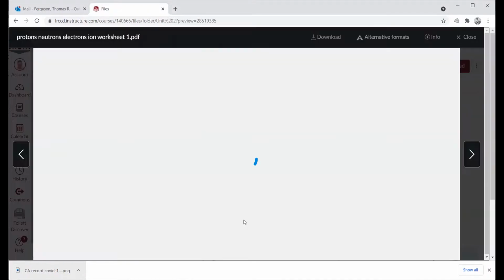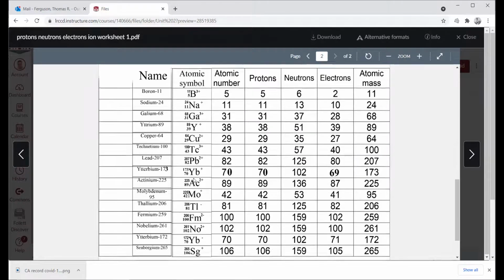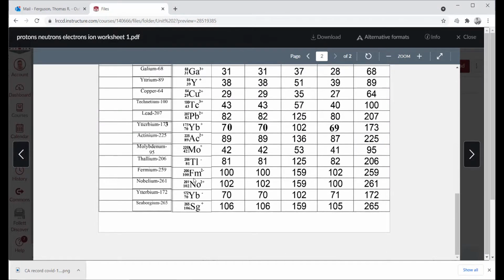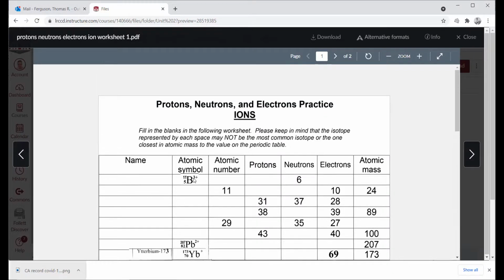This is what they look like. You've got the name, symbol, atomic number, protons, neutrons, electrons, atomic mass. And this particular one's ions. With ions, you've got to mention the charge because it's an imbalance between electrons and protons. But anyway, that's what they look like. And then if you go down, you'll get all the answers. This will give you lots of practice on that.